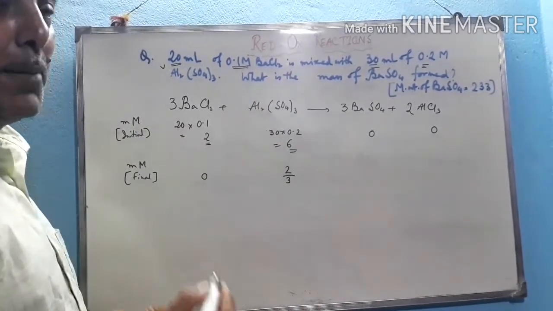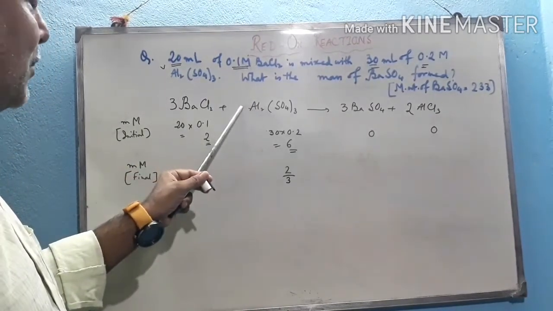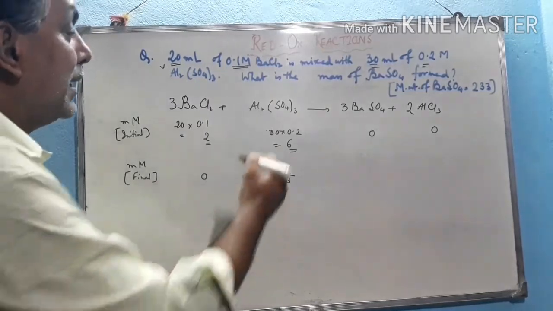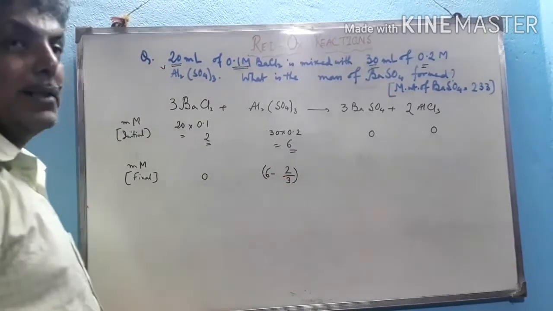This is by the unitary method. We have to balance this equation. 3 moles of barium chloride combines with 1 mole of aluminum sulfate. So 2 millimoles combines with 2 by 3. Initially it was 6. So finally it comes to 6 minus 2 by 3.